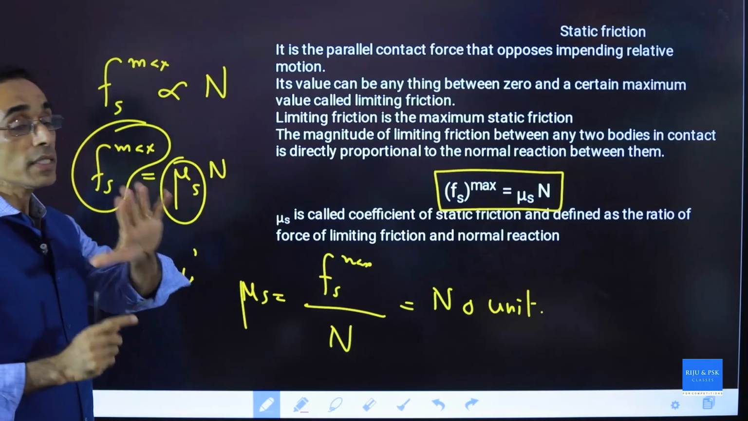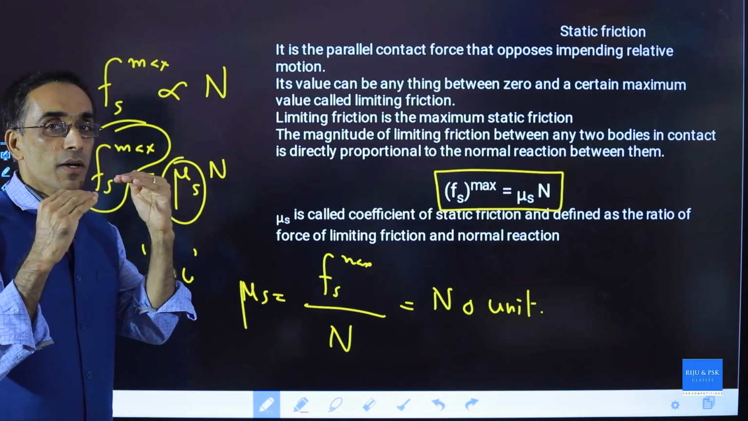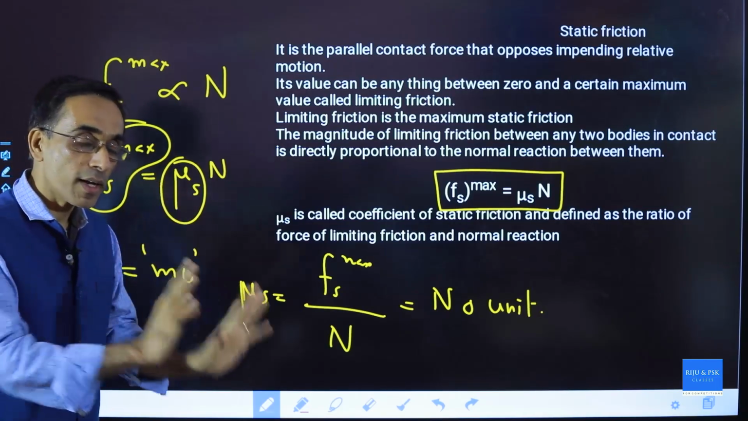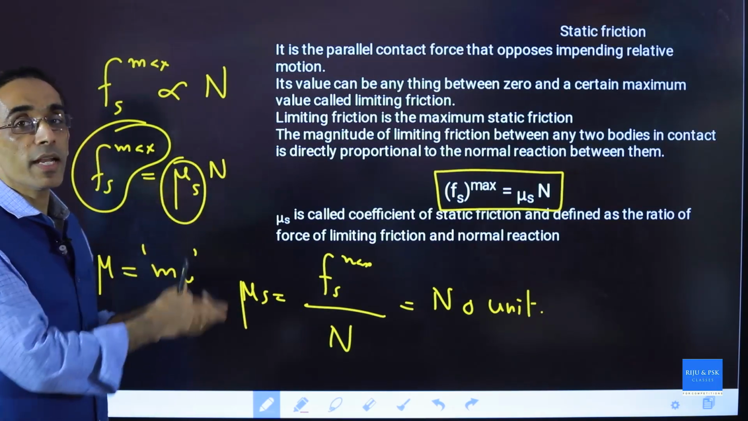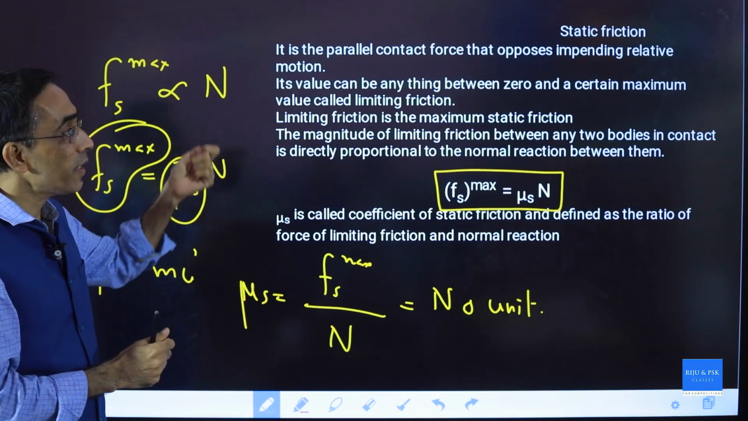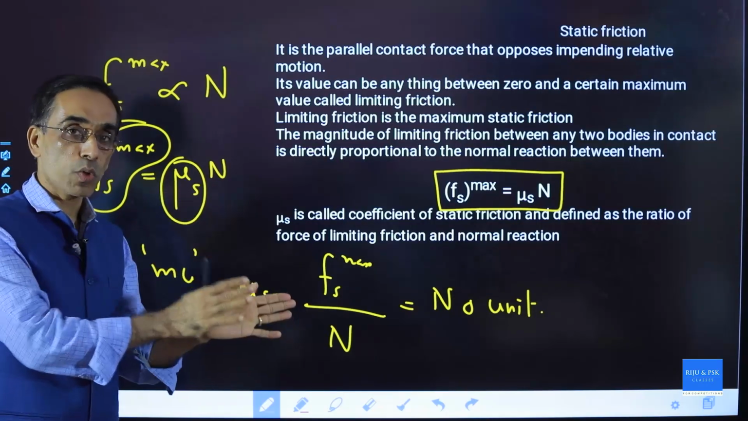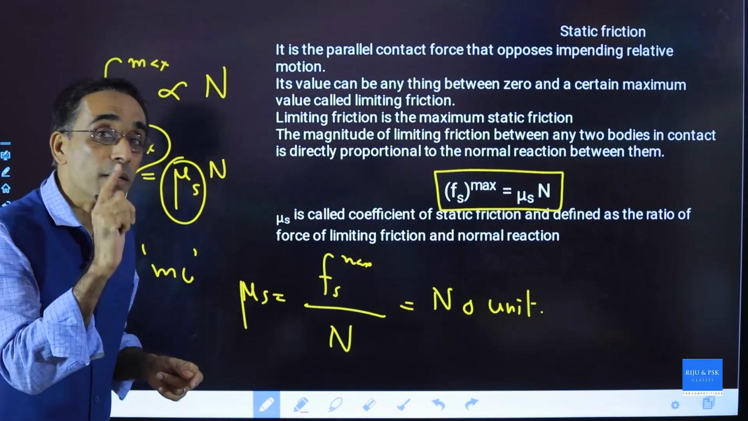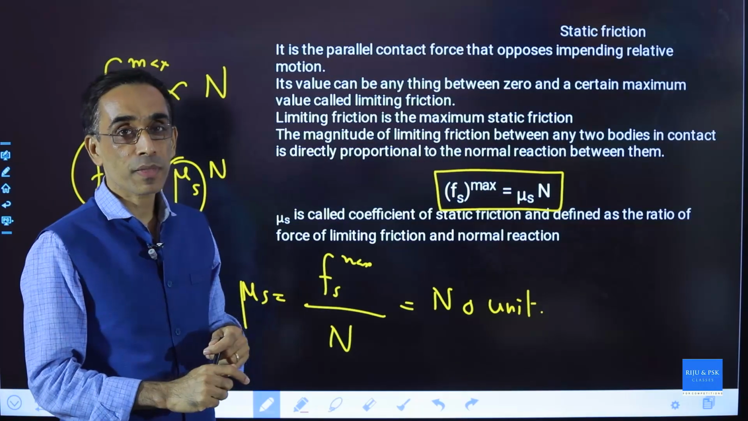Once more, what is static friction? Answer: the parallel contact force which opposes the impending relative motion is called static friction. Okay. And what is the range of static friction? Answer: it varies from 0 to a certain maximum. And what is that maximum value called? That maximum value is called limiting friction.